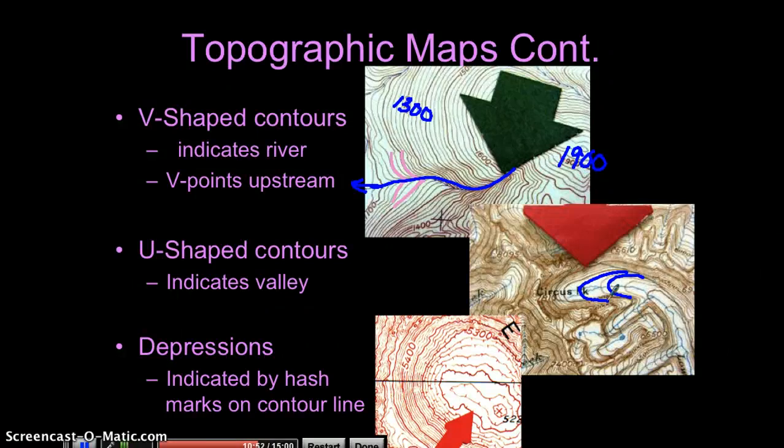The last one is a depression. As contour lines circle, they can either be showing that there's a large hill or a mountain and something going upstream, but if they have little hashes, for example right here, if they have little hashes on the inside, that indicates that the elevation is going down. All right, that's it for contour notes, and we'll see you in class.